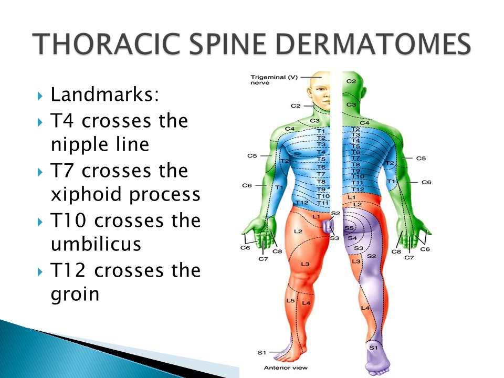Now, a couple of basic landmarks for the thoracic spine dermatomes. If you remember that T4 crosses the nipple line, that will give you a frame of reference for dermatomes above and below that level. T1 covers the area just beneath the clavicles. T4 crosses the nipple line. T7 crosses the xiphoid process of the sternum. T10 crosses the umbilicus, and then finally T12 crosses down into the groin area.